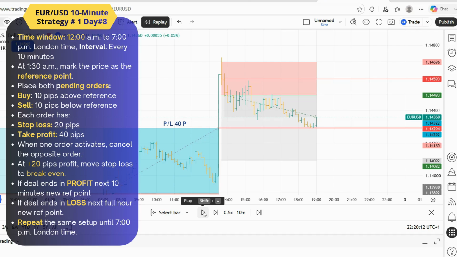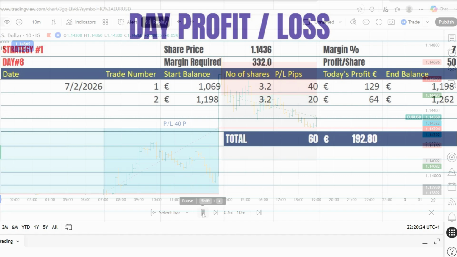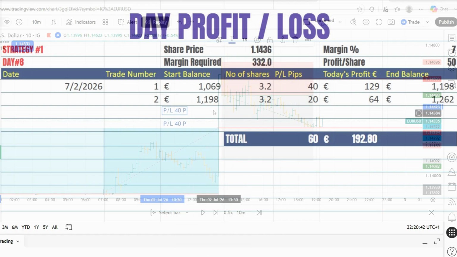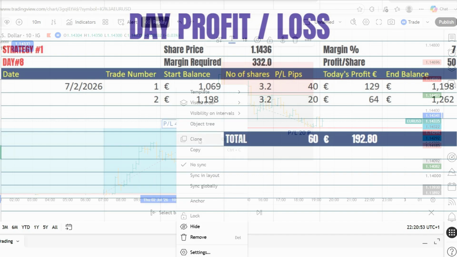Using that same value for both trades, trade number 1 produced 40 pips multiplied by 3.20 equals €128 profit. The balance after trade number 1 becomes €1,069 plus €128 equals €1,197. Trade number 2 produced 20 pips multiplied by €3.20 equals €64 profit. The final account balance becomes 1,197 plus €64 equals 1,261. The account began the session with 1,069. The total daily profit was €192. The final balance was 1,261 euros. That represents an increase of approximately 17.96% for the session, based on the position value calculation provided in the trading table.